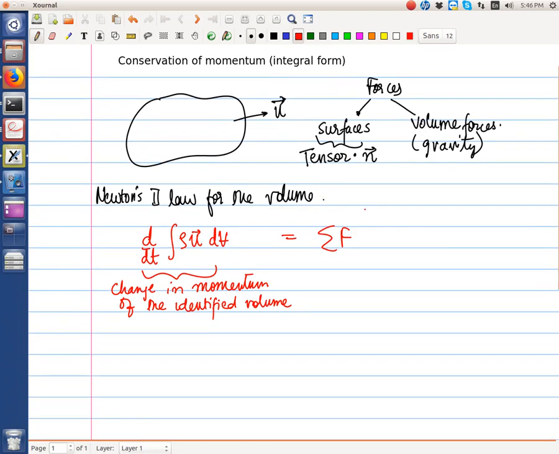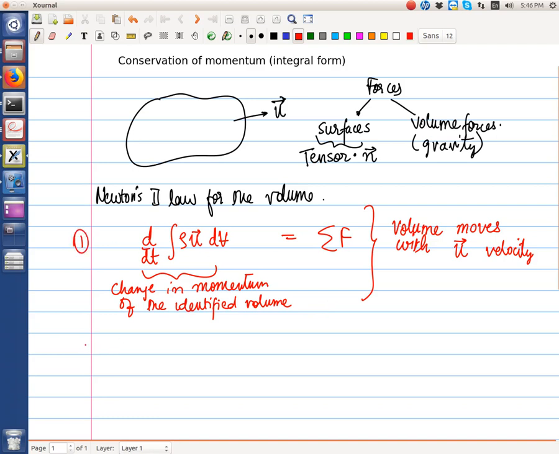So this identified volume moves with a velocity equal to u. This volume moves with a velocity u. It is only then that we can apply the conservation of momentum. If the volume is not moving with the velocity u, we cannot apply this law.